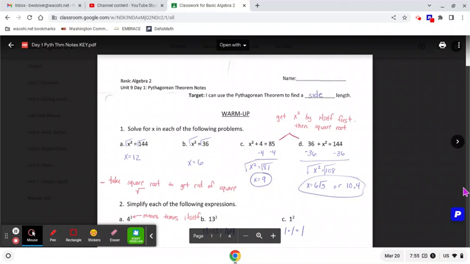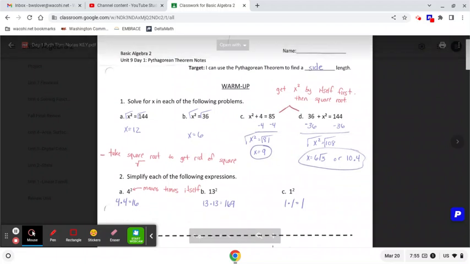Slover's Math. Today we are going to focus on the Pythagorean theorem. So you're going to use the Pythagorean theorem to find a side length. So we got a warm-up to get us ready for the Pythagorean theorem. Solve for x in each of the following.